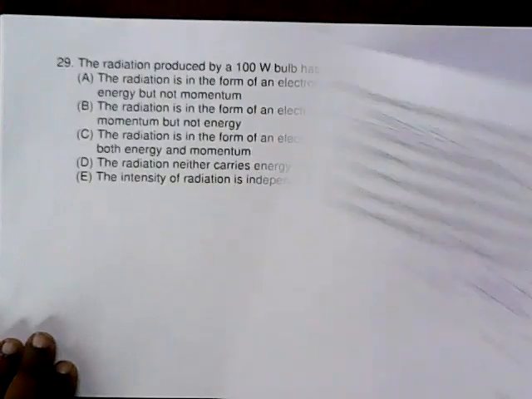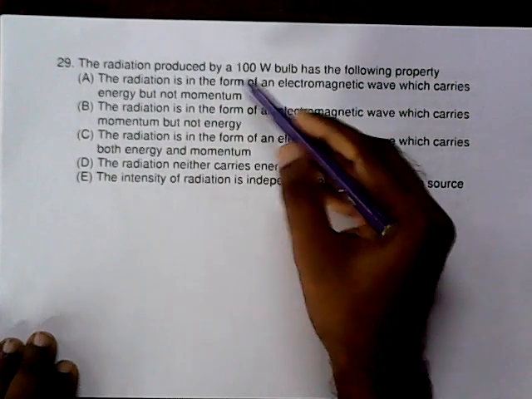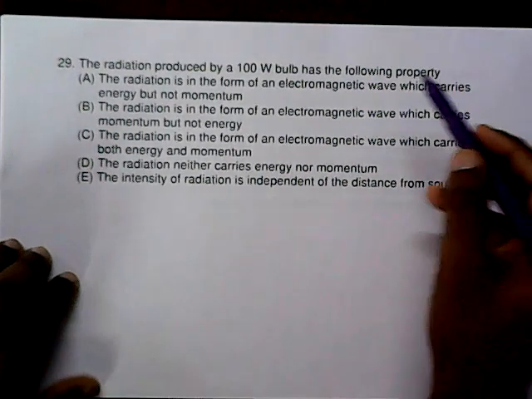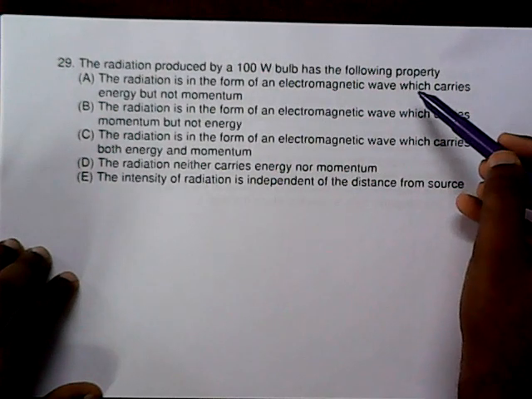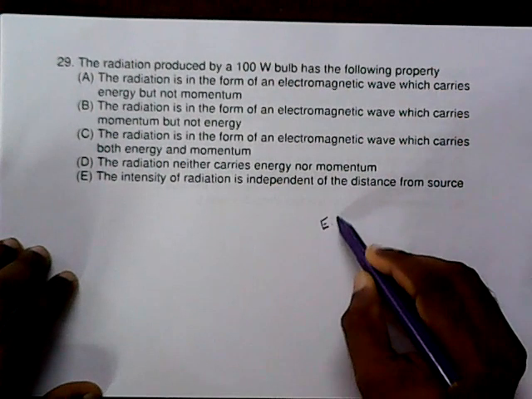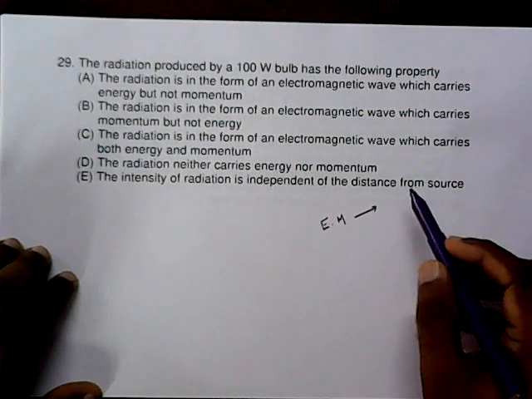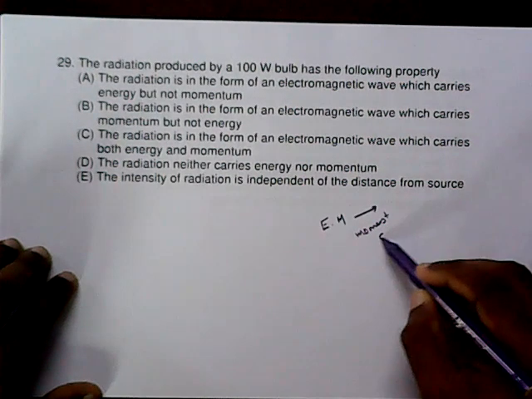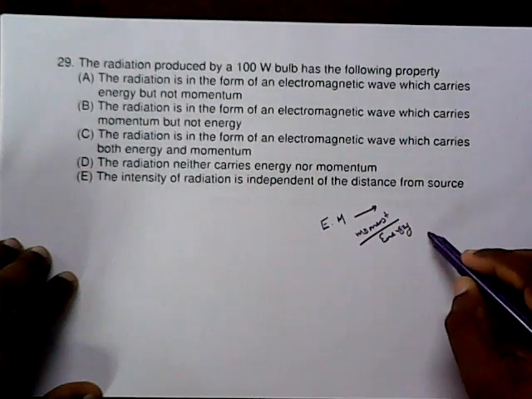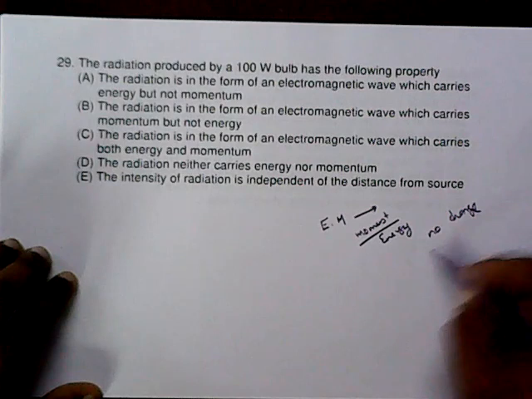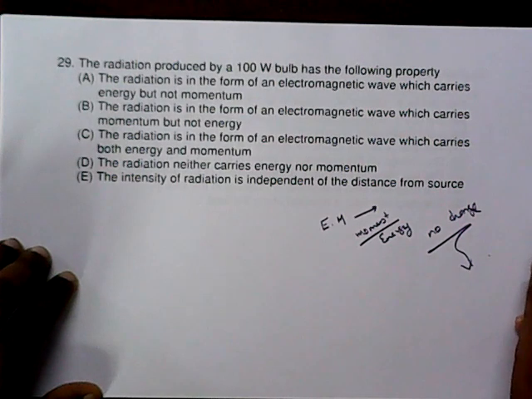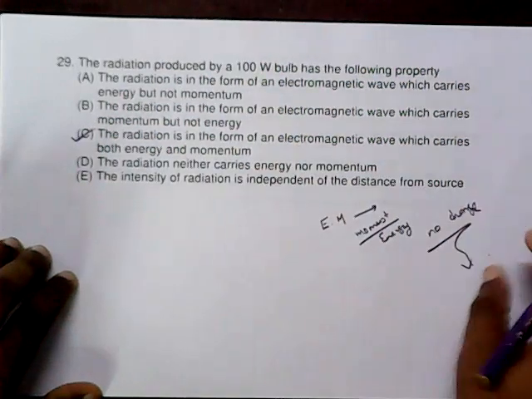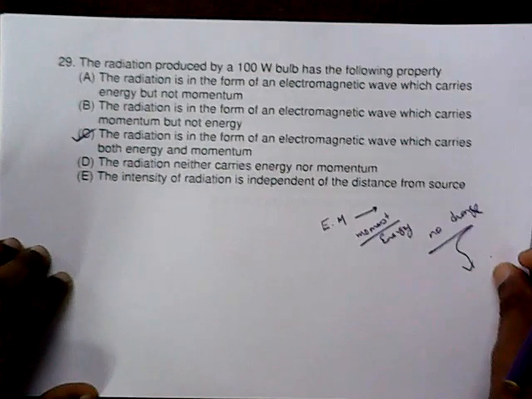A good question, number 29. The radiation produced by a 100-watt bulb has the following property. See, the radiation is in the form of an electromagnetic wave. Keep in mind that radiation is an electromagnetic wave, and it carries momentum, energy, information, but there is no charge with the electromagnetic wave. It is a very important concept. So the radiation is an electromagnetic wave which carries both momentum and energy. So 29 has C as the answer.